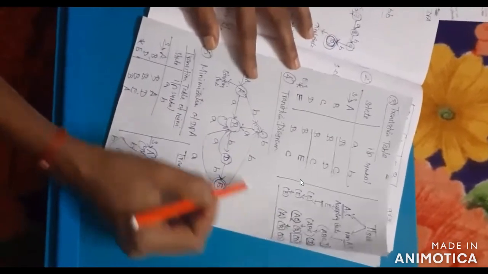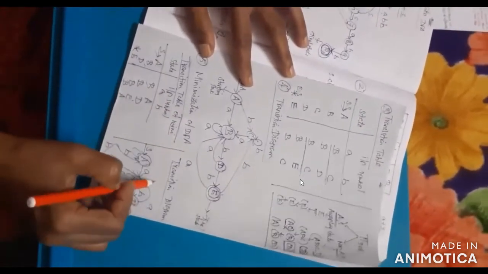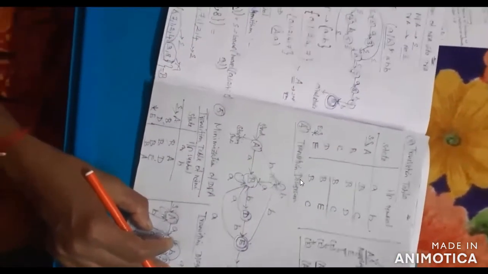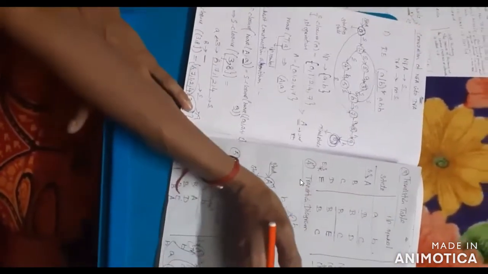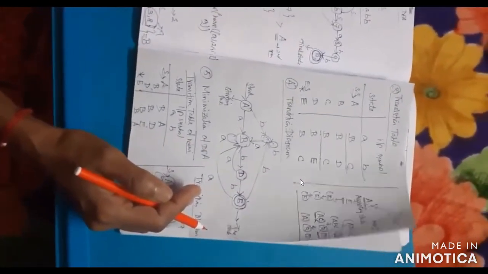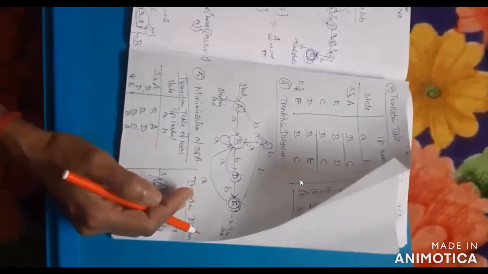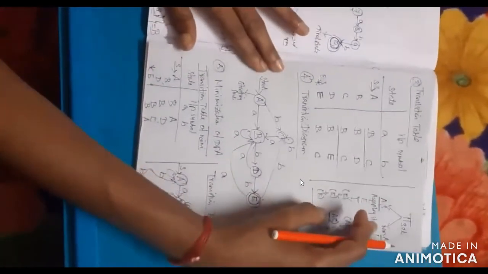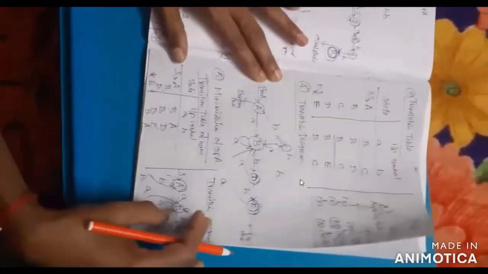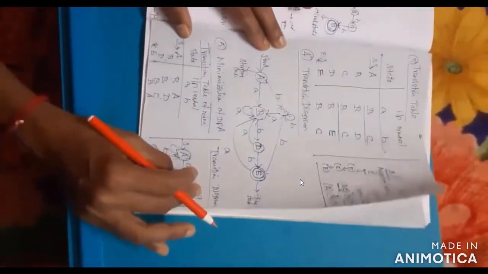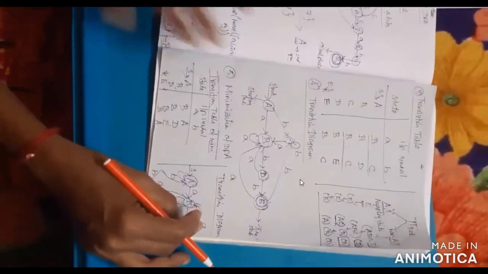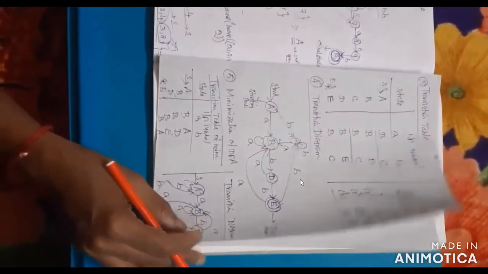After minimization you can write the transition table and then the transition diagram. The problem is solved. So this is for the conversion of NFA to DFA. Conversion of NFA to DFA means you can solve up to the fourth step. Then after conversion of NFA to DFA, you go to minimization of DFA: the next step is minimization of states, then the transition table, then the transition diagram. This is for one problem. This is for the part B questions. Is that clear?